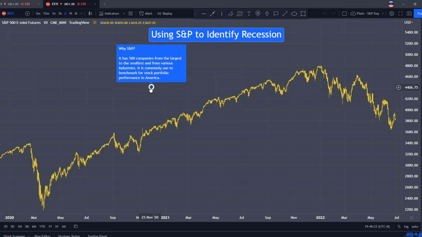Now, you could go ahead and use the Dow Jones or the Nasdaq. It will give you the same reading. But what I like about S&P is this: the Dow Jones measures a basket of 30 stocks. That's quite limited. It does not really represent the whole broader market. Nasdaq is too focused on technology, whereas S&P is a measurement of 500 companies, from the largest to the smallest, across various industries. So it is commonly used to benchmark stock portfolio performance in America.